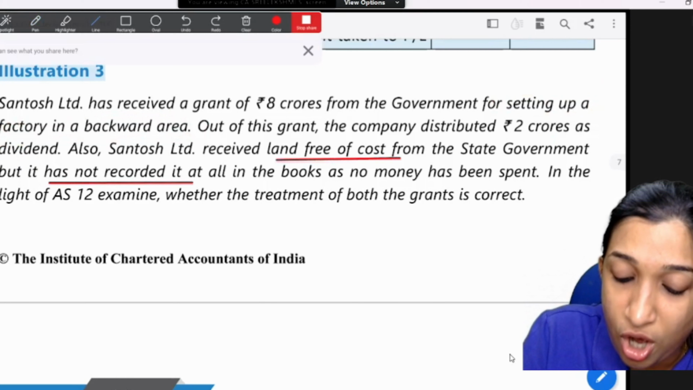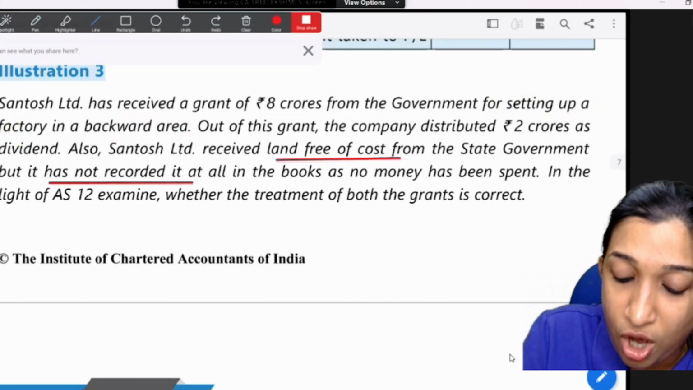If there are conditions attached to it, then what the standard says is it can also be credited to P&L. So like deferred income, it can be credited to P&L in the ratio of the cost of satisfying conditions. To satisfy conditions, what is the cost? In that ratio, it can be recognized in P&L.